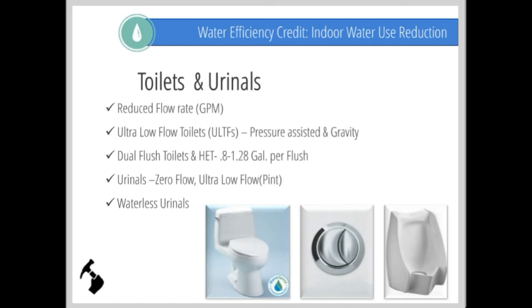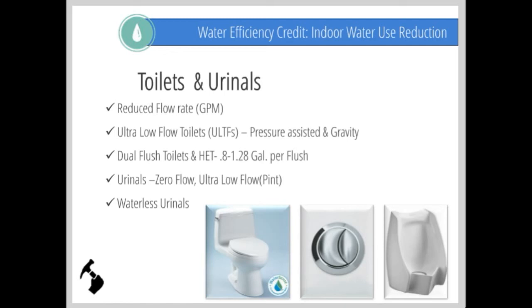Plus, they are more expensive than gravity models. Another option is HET, or high-efficiency toilets. Most of the HETs consume 1.28 gallons per flush, which means they use about 20% less water than the average low-flow toilets. One type of high-efficiency toilet is the dual flush.